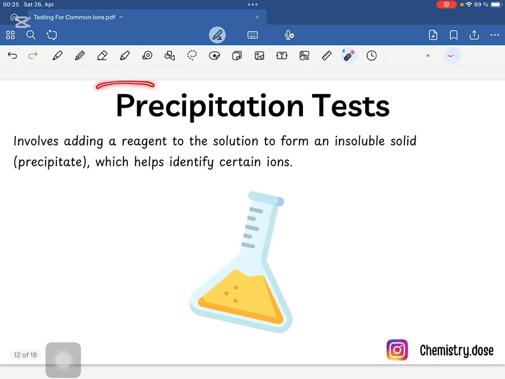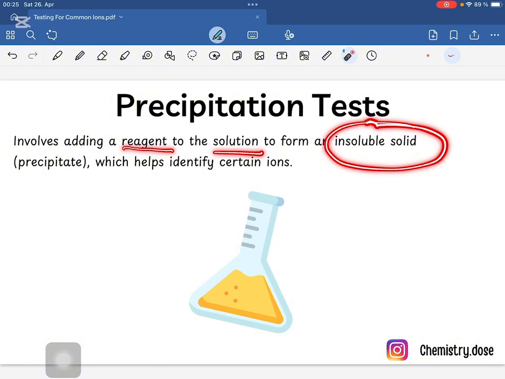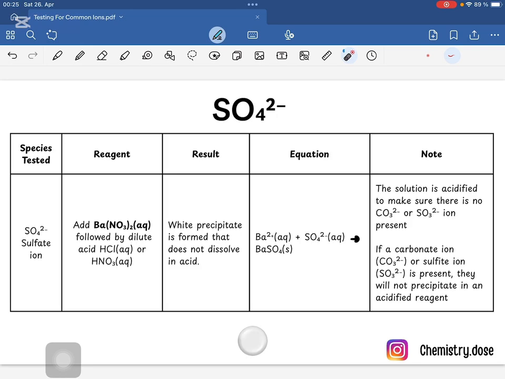Now we're going to go over the precipitation test. The precipitation test involves adding a reagent to the solution to form an insoluble solid, a solid that does not dissolve anymore. And this can help us identify the ion that is present. So the first one that produces a precipitate is the sulfate ion.